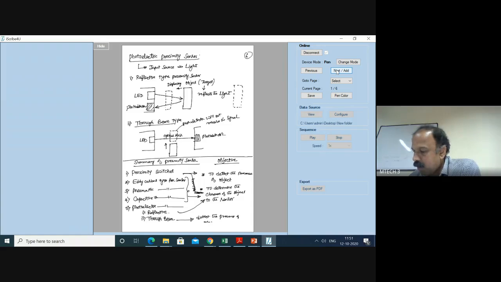Now we have these many types of proximity sensors, which are going to be used with these objectives. So in the exam you may directly get a question on proximity sensors, or on proximity switches, eddy current type, pneumatic, capacitance, or the photoelectric type of proximity sensor. So this is how the proximity sensors are going to be used and what the objectives of the proximity sensors are.